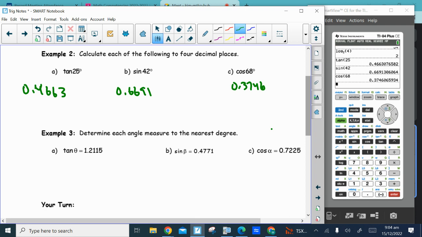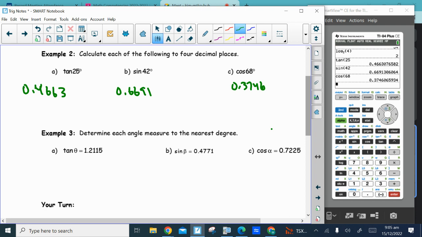So we're going to see two different types of questions, okay, Shyla? One where you're given an angle and you're going to use that to find a side, or maybe you're given two sides and you want to find an angle. So up above in example 2, we were given the angle. We found the tan of 25, the sine of 42, and the cosine of 68. And we rounded it to 4 decimal places.